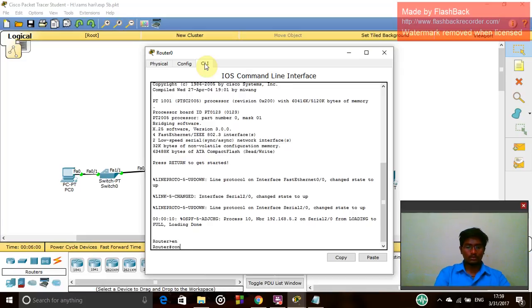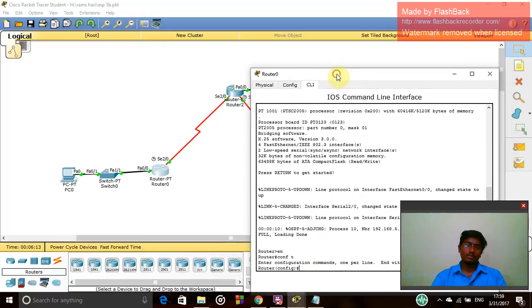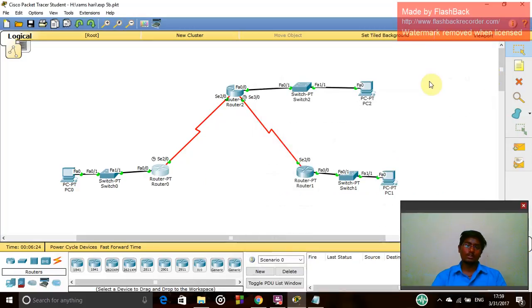conf t. So it takes you to the global configuration mode. Here it is configuration mode. First of all, I need to give the IP addresses, and then if there is a clock, I need to set the clock frequency. After that, in order to enter into the RIP mode, we need to use the keyword syntax, that is router rip. That will take us to the RIP mode.